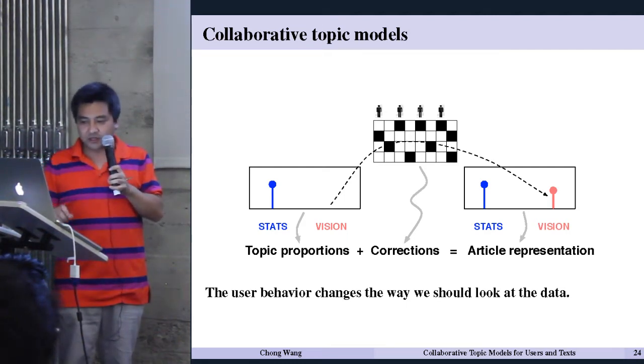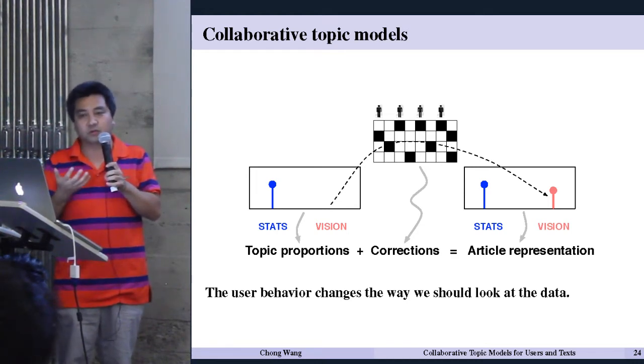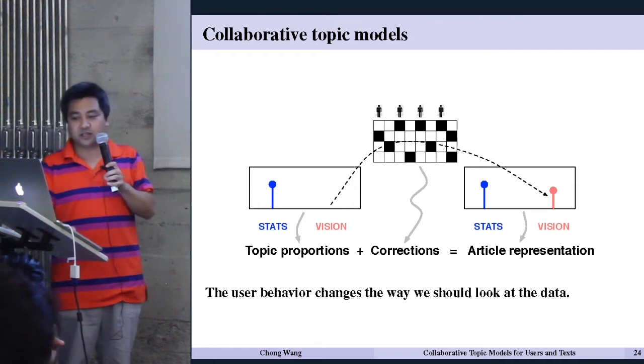Okay. So for example, for some very popular documents, if a document is popular also outside its own field, you may see a big correction vector.